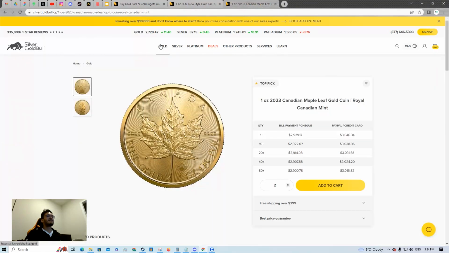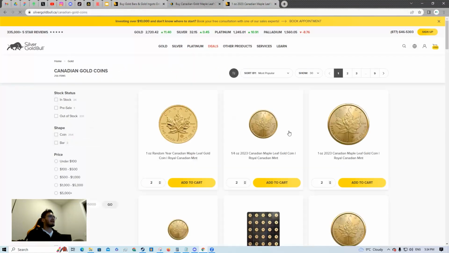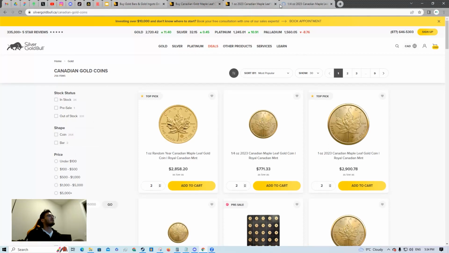Now, to prove that fractional coins like a 1/4 ounce gold maple do have a higher premium, let's take a look at a 1/4 ounce 2023 gold maple.